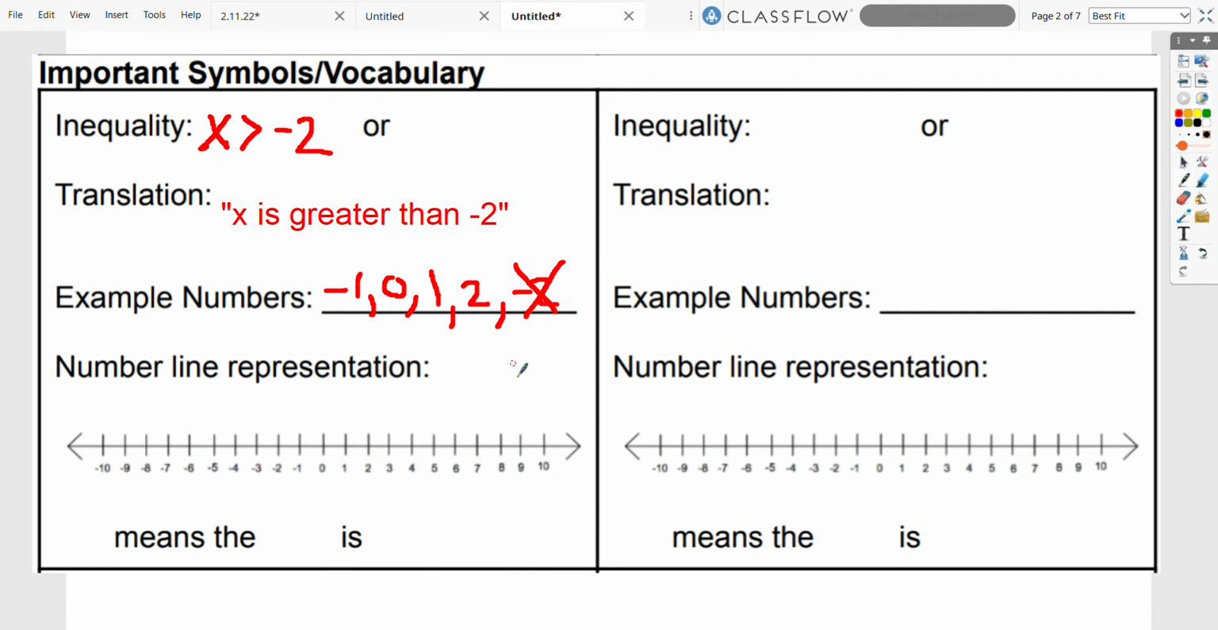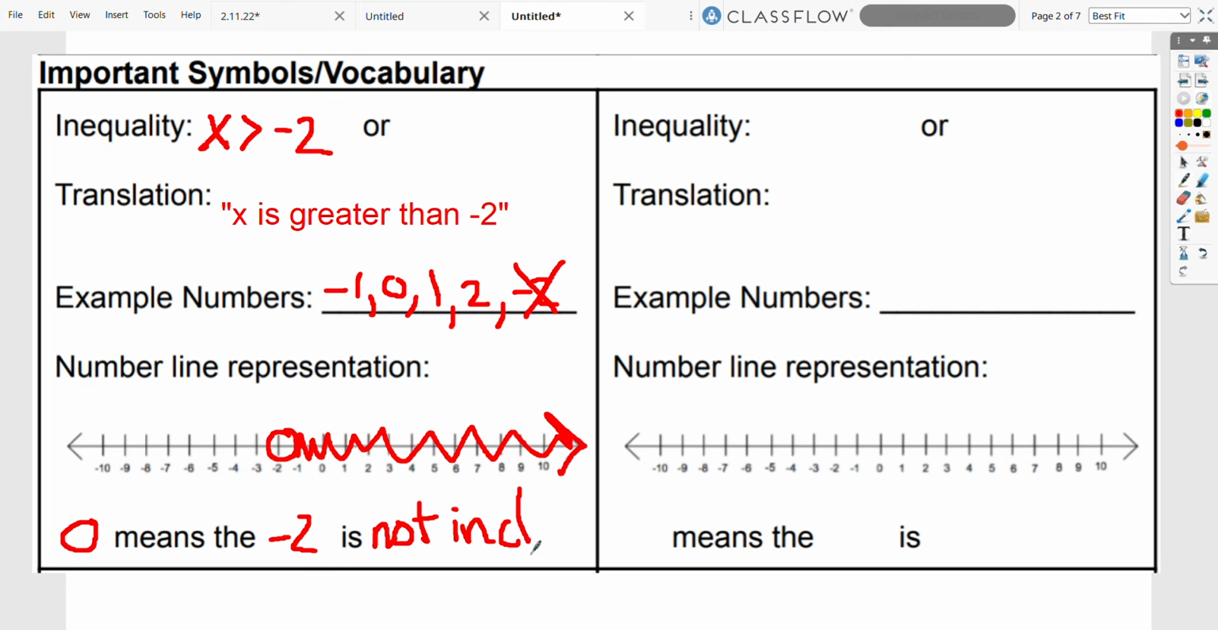And so how would we represent this on a number line? In order to represent this on a number line, we're going to shade in all the numbers that are represented by the numbers that we chose. So everything greater over here. But then we also need to put a circle on the -2. Since we're not including the -2 in this number set, we're going to keep an open circle. This open circle means that the -2 is not included. That's math's way of saying don't include me.